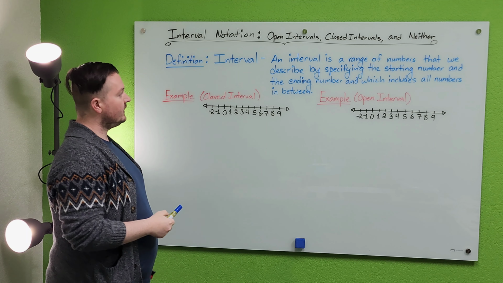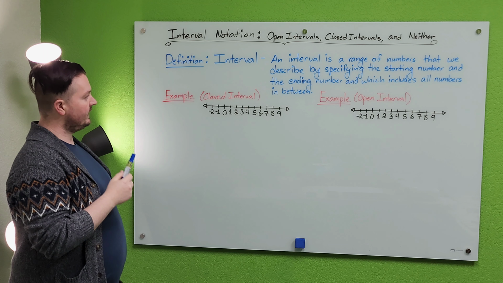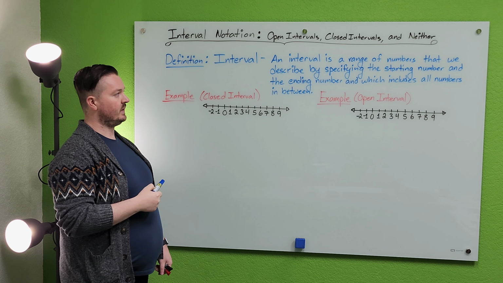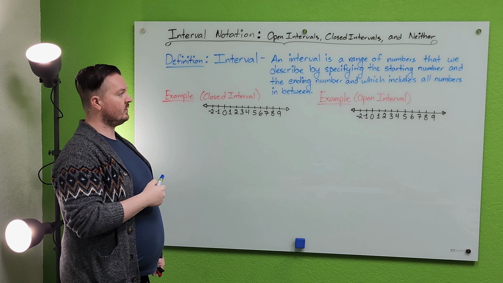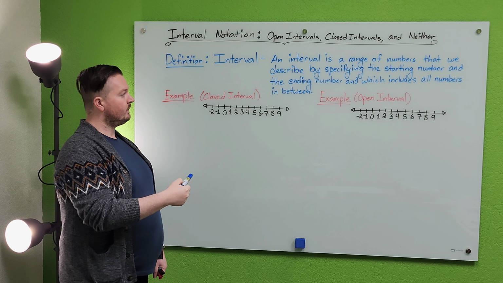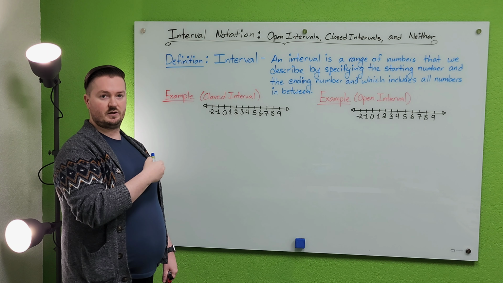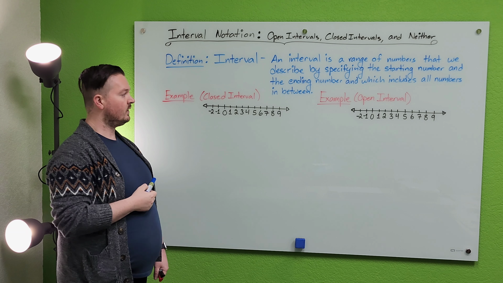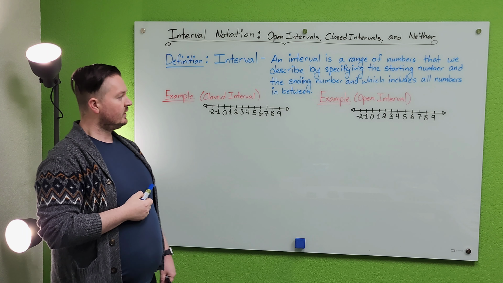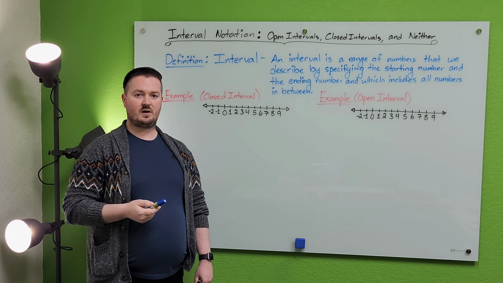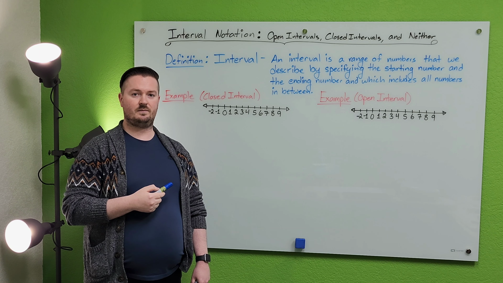So, an interval is a range of numbers that we describe by specifying the starting number, the ending number, and that includes all numbers in between the start and the ending numbers. So we'll see three examples of intervals today. The first example we'll talk about is a closed interval.